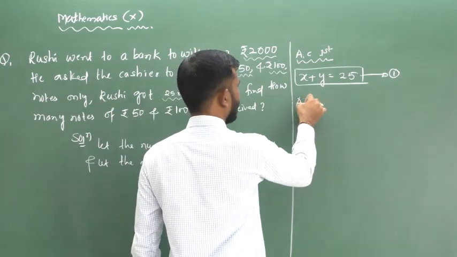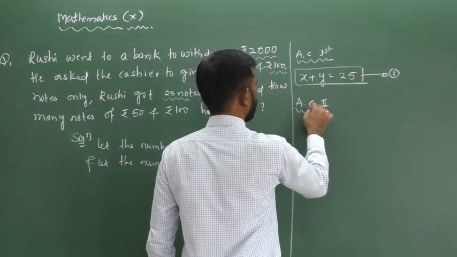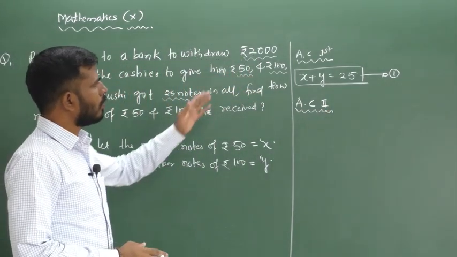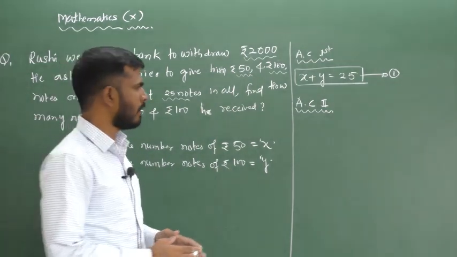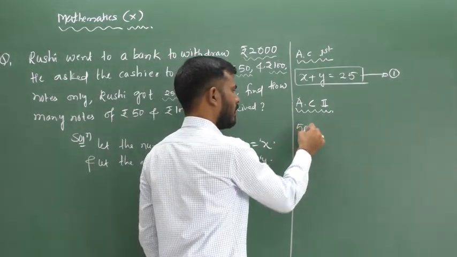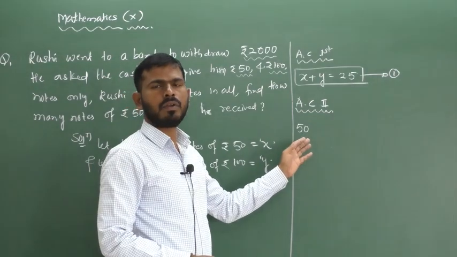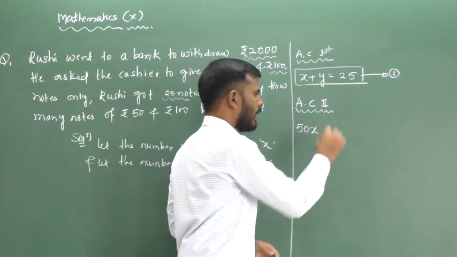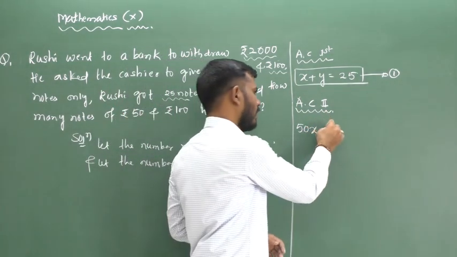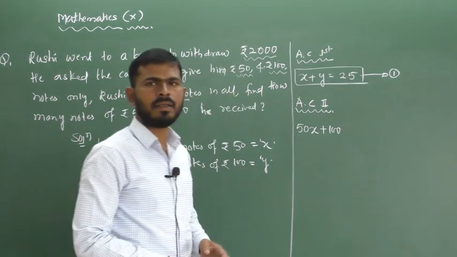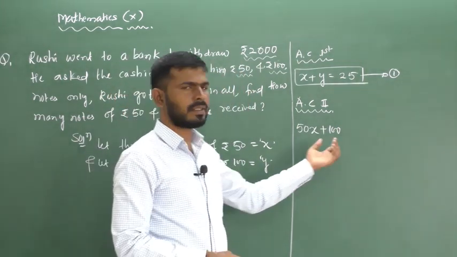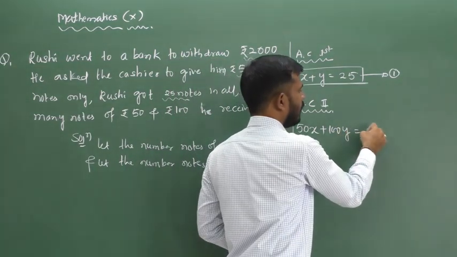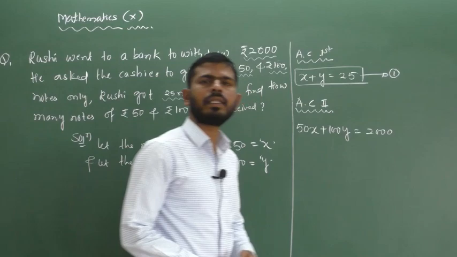Next, according to equation number 2, the total amount given is 2000 rupees. You require 50 rupees notes, but we don't know how many, so I multiply 50 with x, plus 100 rupees notes, but you don't know how many, so I multiply 100 with y, and the total amount you get is 2000.